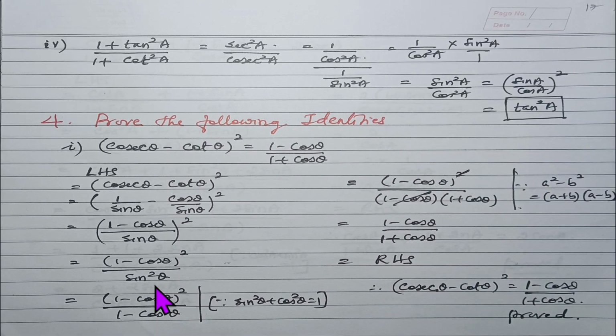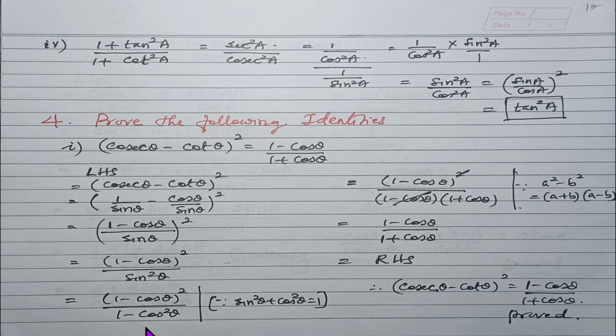And it is (1 minus cos theta) whole squared, numerator squared and denominator squared, and the denominator will be sin square theta. So (1 minus cos theta) whole squared over 1 minus cos square theta, because sin square theta is 1 minus cos square theta, because we have the identity sin square theta plus cos square theta is equal to 1, and therefore sin square theta is 1 minus cos square theta.